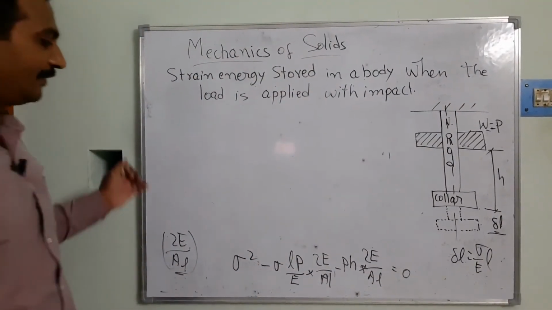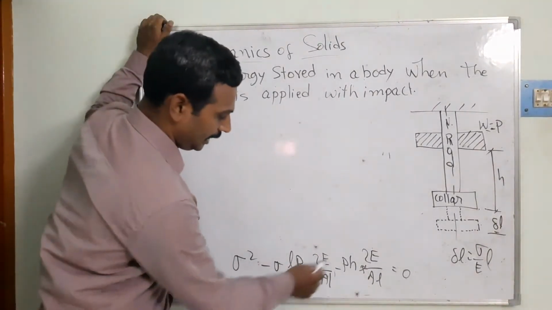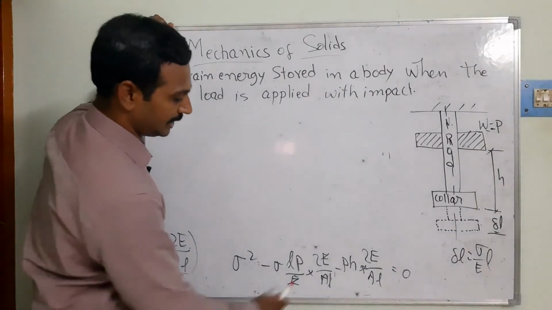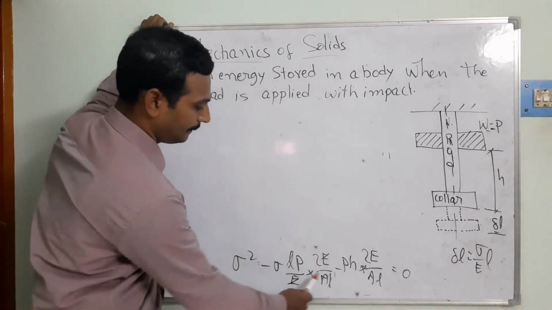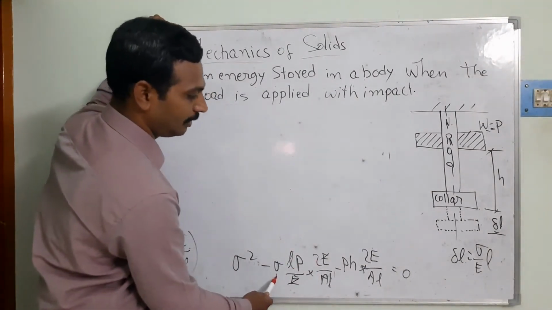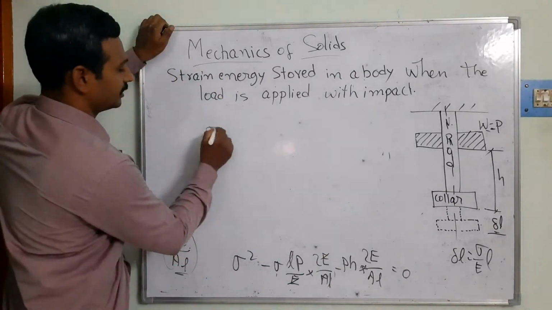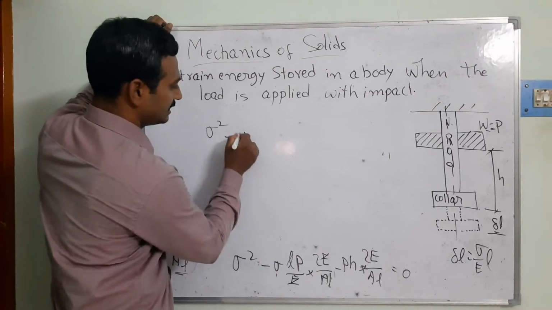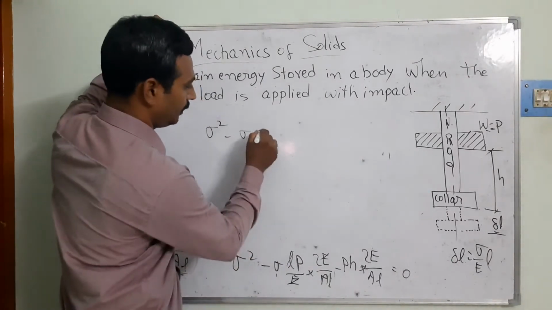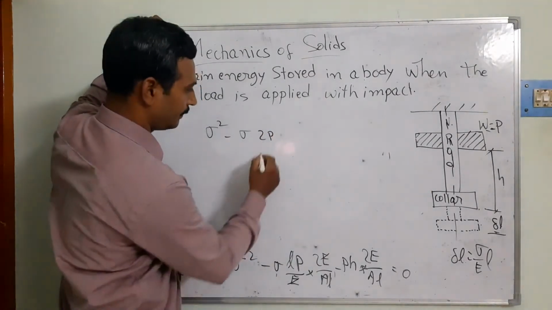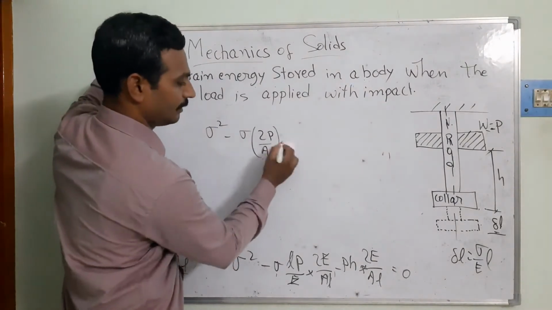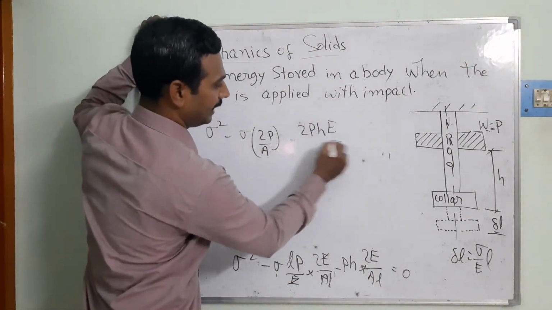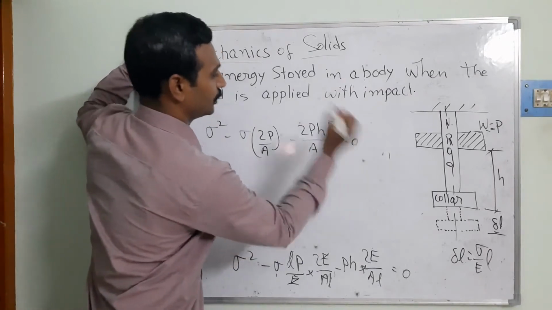So in this equation, E, Young's modulus, and L are going to be cancelled out. So then there is going to be a 2P by A into sigma. In this case, the simple equation is sigma square minus sigma into 2P by A minus 2PHE by AL is equal to 0.